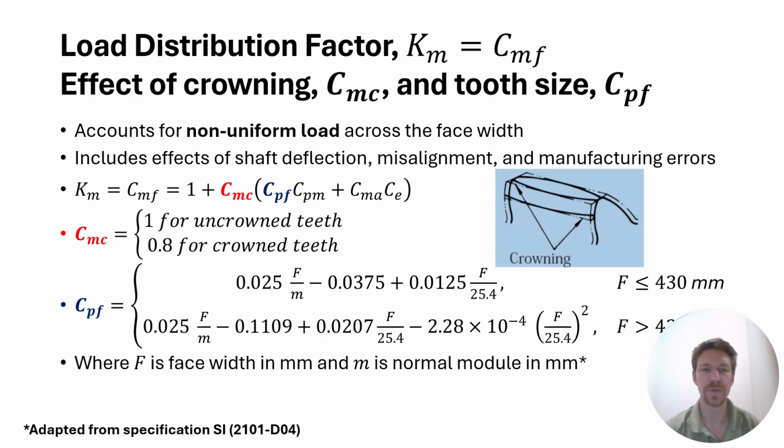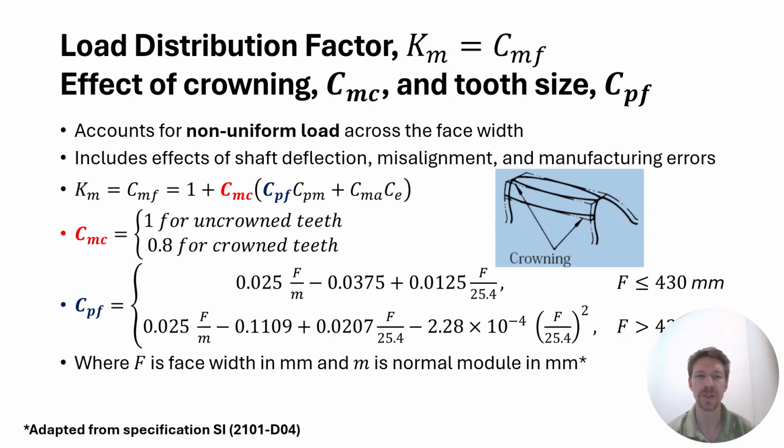And lastly here is the load distribution factor, K sub M. It's also called C sub MF. And there are several effects embedded inside this load distribution factor. So there's 5 things in here. Let's look at each of these.